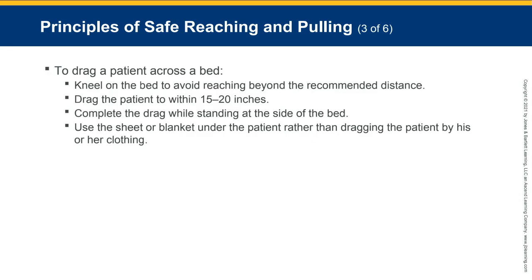To drag a patient across a bed, kneel on the bed to avoid reaching beyond the recommended distance. Drag the patient to within 15 to 20 inches. Complete the drag while standing at the side of the bed. Use the sheet or blanket under the patient rather than dragging the patient by his or her clothing. And I will always go for using a sheet or blanket once I find a patient on a bed. That's the easiest way to do it.